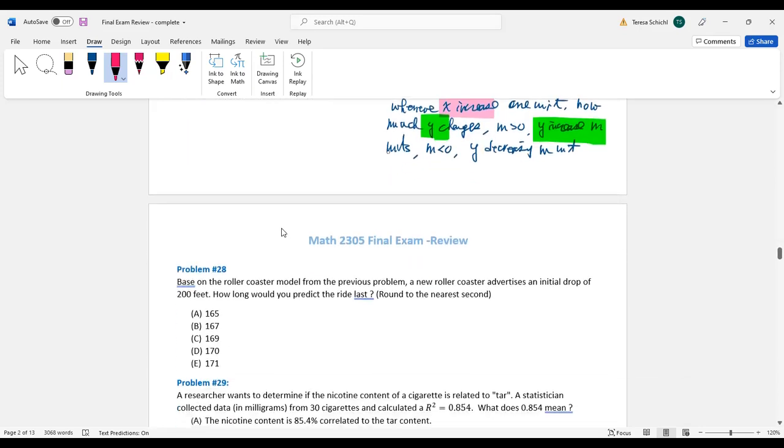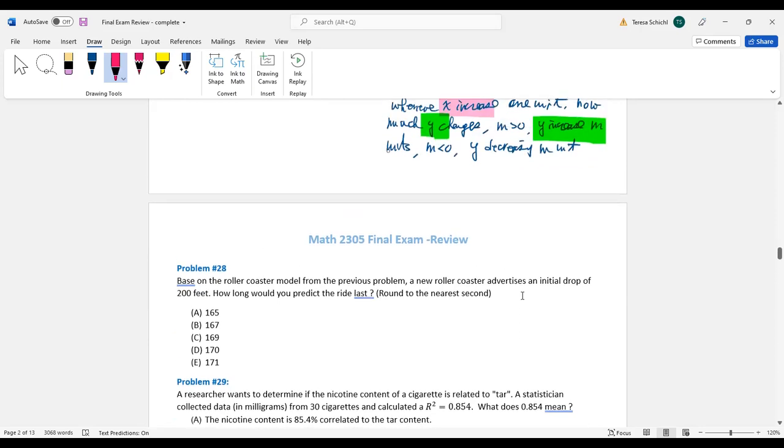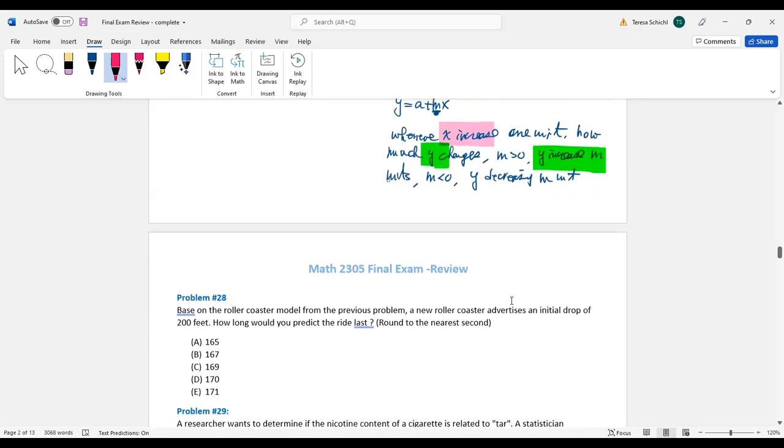So the answer is this one here. Okay, now number 28: based on the roller coaster model from the previous problem, a new roller coaster advertised an initial drop of 200 feet. How long would its duration last? So that means I know the duration here, right?